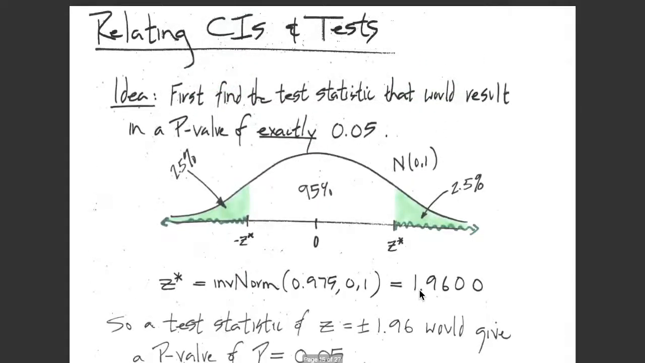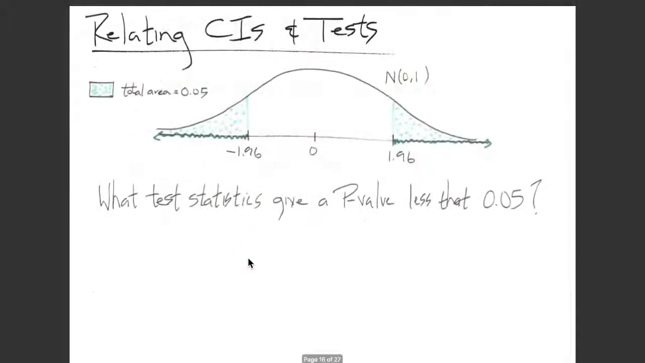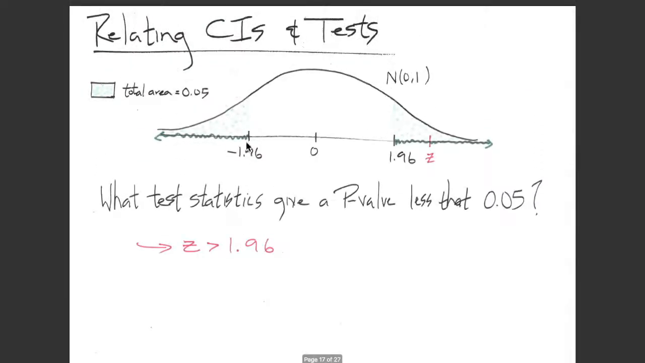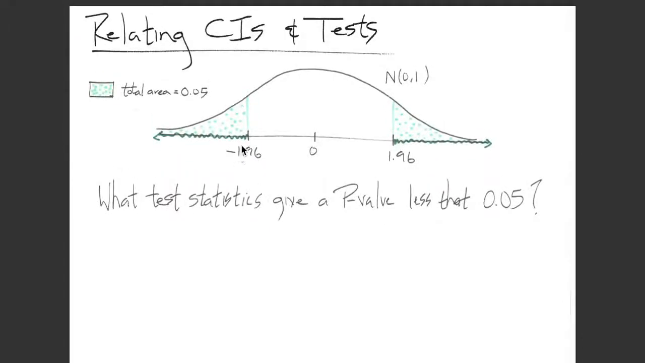And of course, the negative of that would also give us that same 5% p-value, because if my test statistic were negative 1.96, the p-value, because it's a two-sided test, would still be both tails. So you'd still get that p-value of 5%. So a test statistic of either 1.96 or minus 1.96 would give me a p-value of exactly 5%.